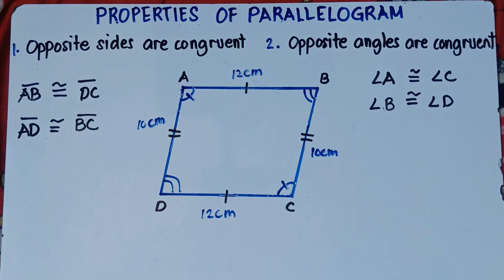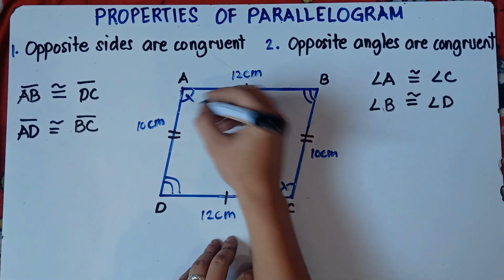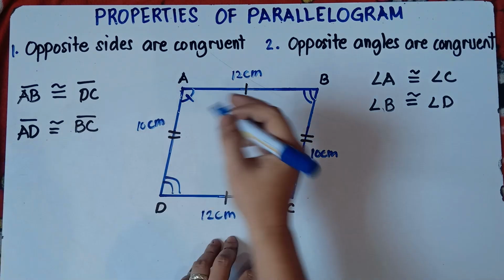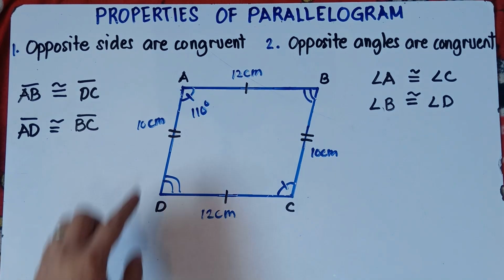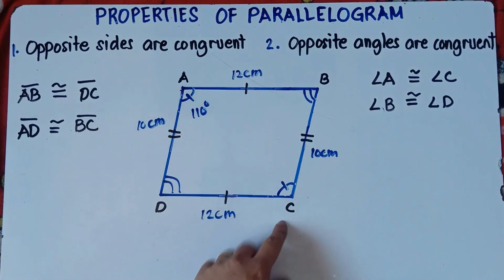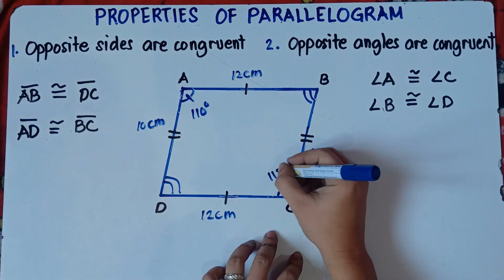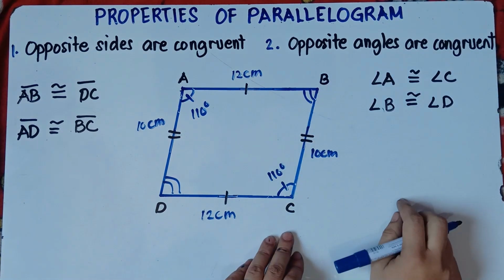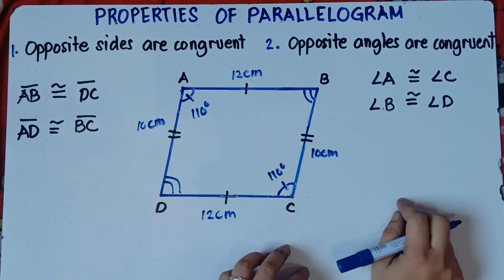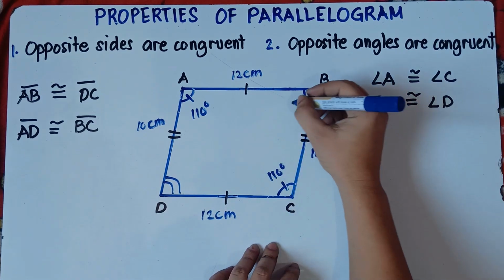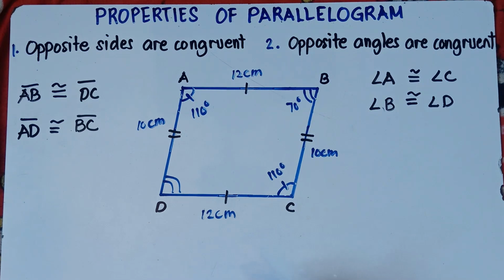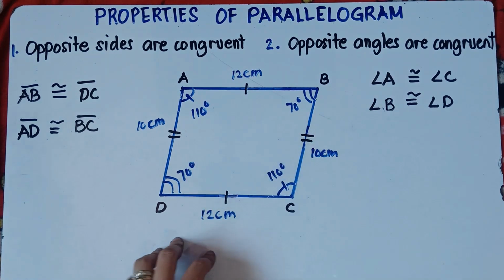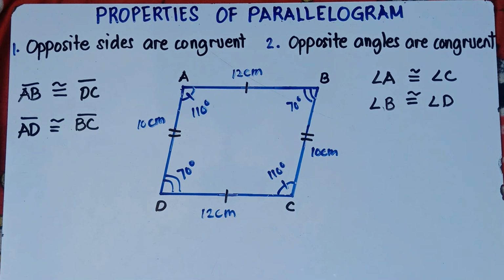What if we say that angle A is 110 degrees? What would be the measure of angle C class? If angle A is 110 degrees, therefore angle C must also be 110 degrees. Why is that, sir? Because opposite angles are congruent, same size and same measure. If angle B is 70 degrees, what would be the measure of angle D? That's correct, angle D should also be 70 degrees. So that's the second property class. Opposite angles are congruent. Easy, right, for the second property?